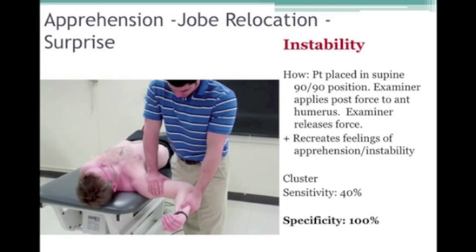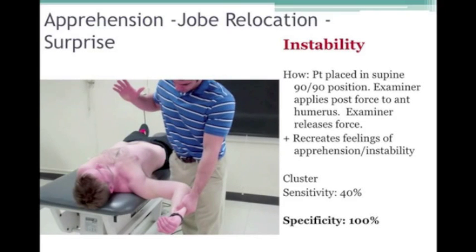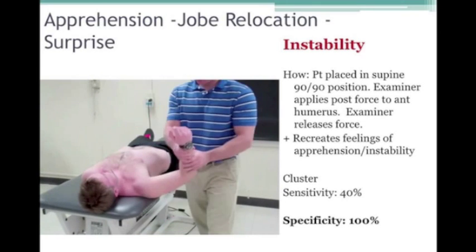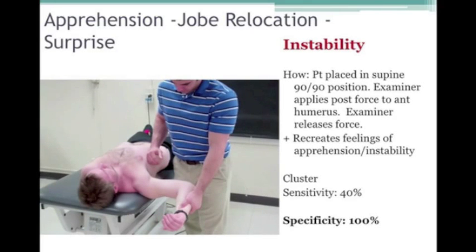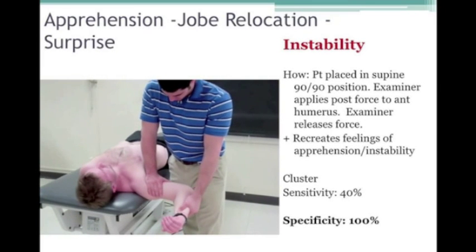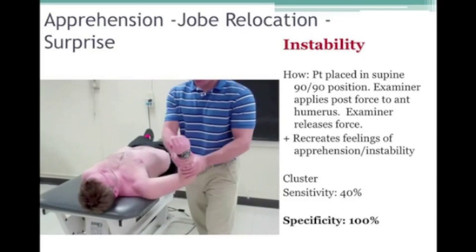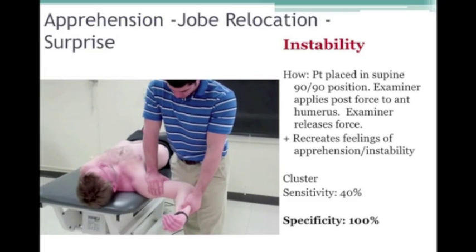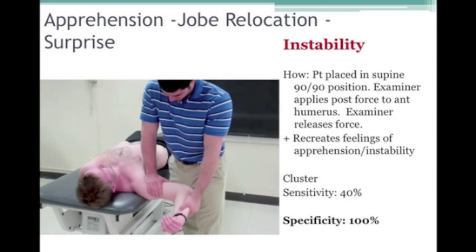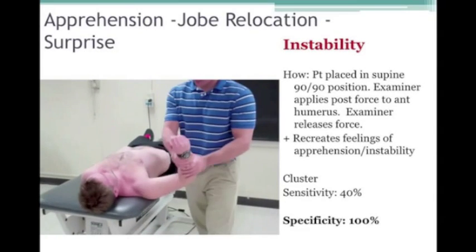So patient is in 90-90 position, examiner applies a posterior force to the humerus, and then the force is released. So the apprehension is putting the patient in that position. The relocation is putting the hand on the shoulder, and the surprise is when you let go and they have apprehension. What we're looking for in this is a recreation of the feelings of apprehension or instability at the beginning. So they should say, oh, that's how I feel. I feel like that is my instability.